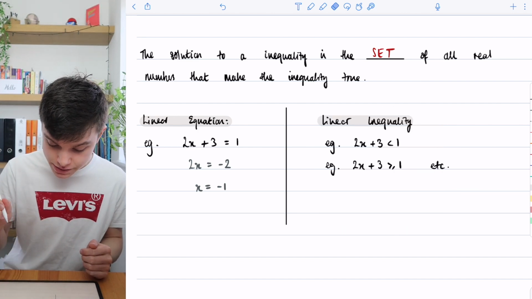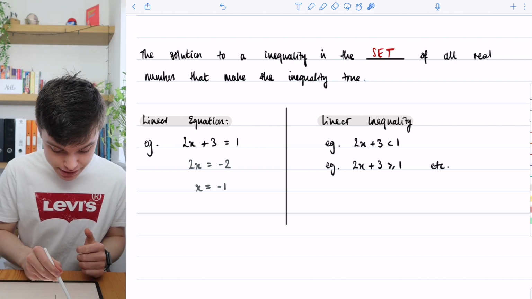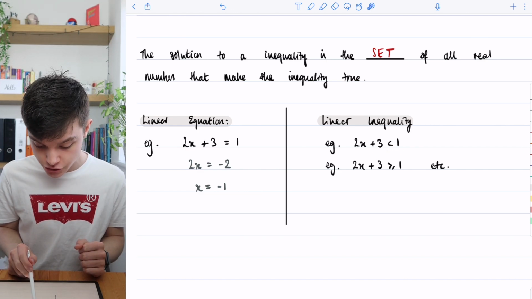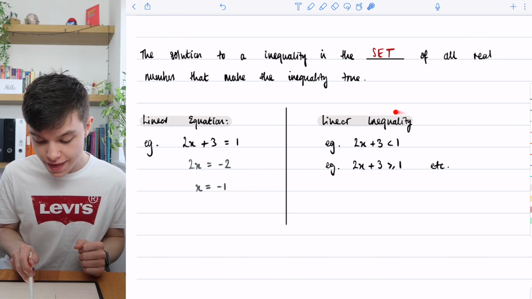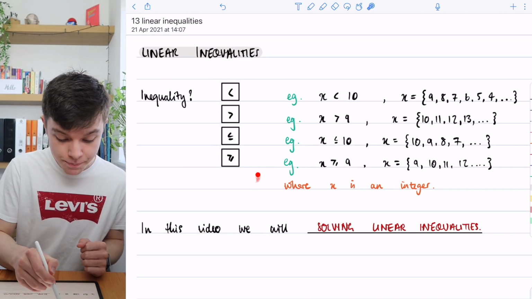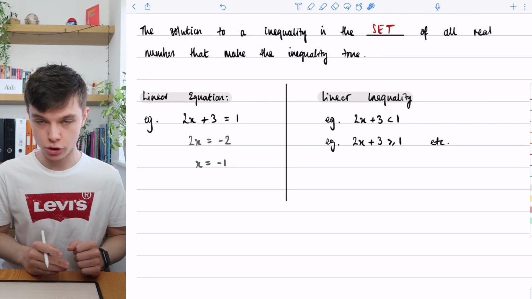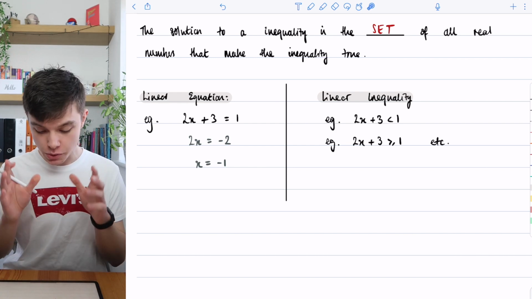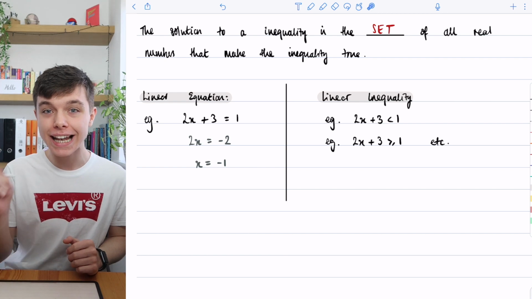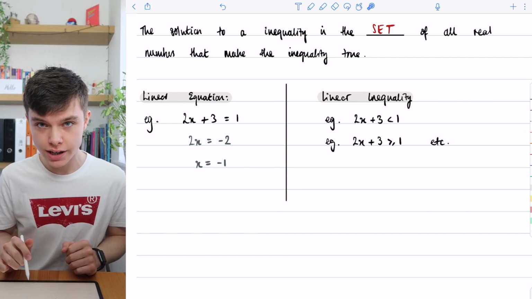But if we compare that to a linear inequality, there's two examples here. It was equal to 1 for the equation, but it's less than 1 here. 2x plus 3 is less than 1. That's what makes it an inequality, because right at the start, these were our four inequalities. So that's one example. And what we're saying here is, what are the values of x that make 2x plus 3 less than 1? Another example, here we've got greater than or equal to.